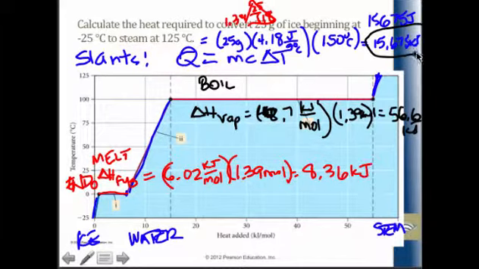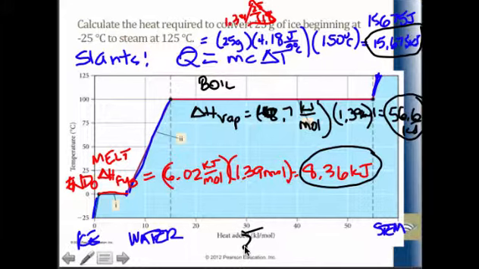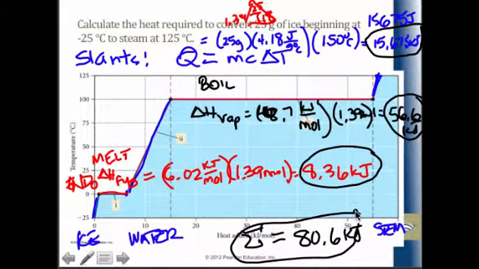So the grand finale of this is to sum these up. I need that much to warm it up, I need this much to boil it, and I need this much to melt it. And so the grand total, the sum of all of this, the sum equals 80.6 kJ. It takes that much heat to take ice at minus 25 to steam at 125.